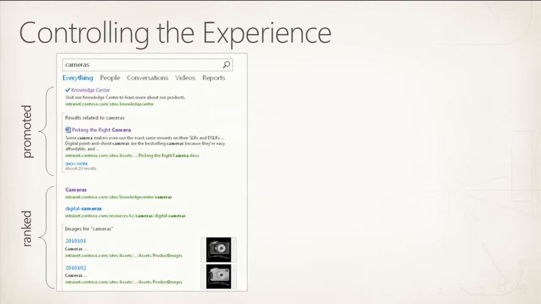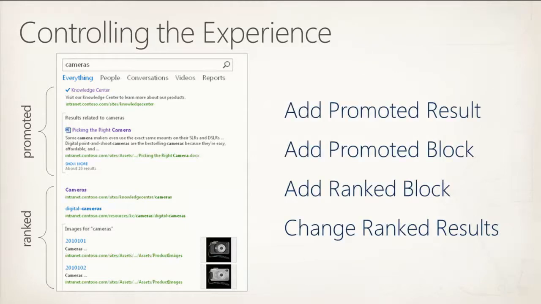Okay? So we've got a total of 4 different things now in the experience. And not surprisingly, query rules have 4 actions that they can take correspondingly. Right? They can add a promoted result, they can add a promoted block, they can add a ranked block, and they can change the ranked results. So these are the results that come back from the user's query, the normal results, independent of the blocks.